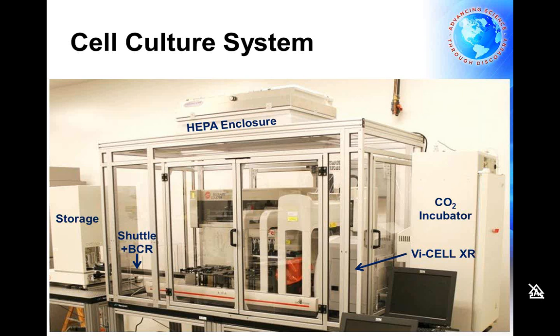In addition, for a full-blown screen, you'll need additional storage shown on the left, which can be used to hold plates or additional tip boxes that are then brought onto the instrument using the shuttle and the barcode reader shown adjacent. On the right-hand side is a CO2 incubator that we were using to culture the cells. Again, plates are brought back and forth from that item as well using a shuttle. And in the front is the ViCell XR cell viability analyzer that uses trypan blue staining to basically quantify the percentage of cells in a solution that are viable.